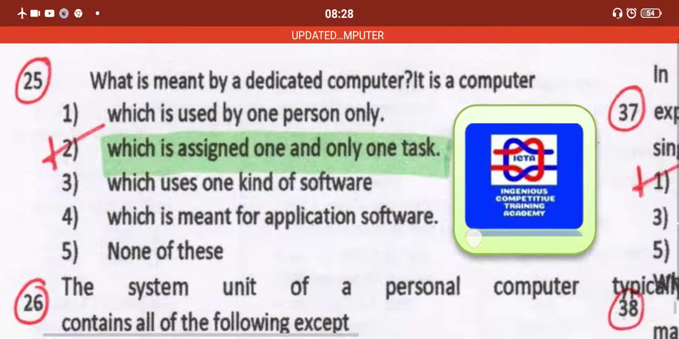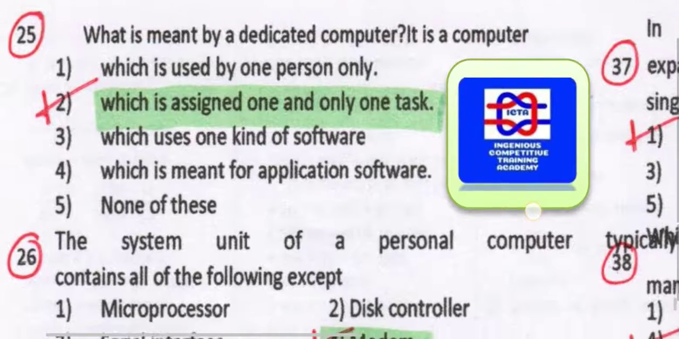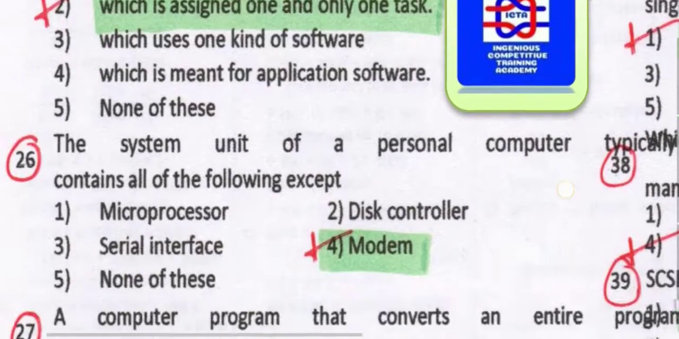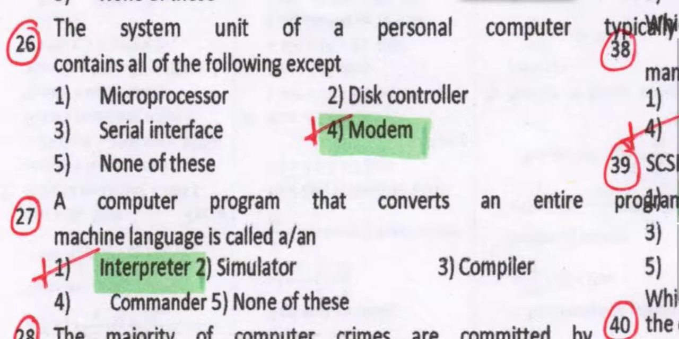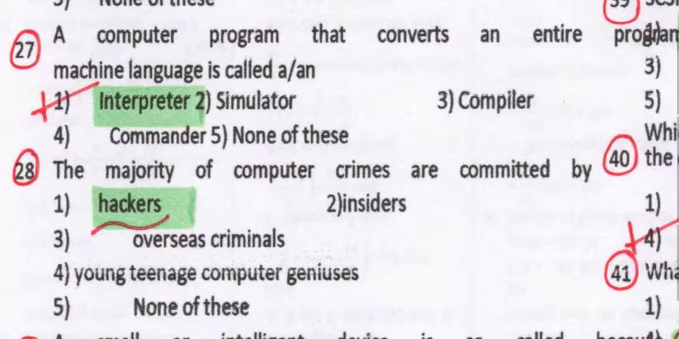Next we have, what is meant by a dedicated computer? That is a computer which is assigned one and only one task. The system unit of a personal computer contains all of the following except the modem. Modem means modulator and demodulator. A computer program that converts an entire program into machine language is called an interpreter. This is exactly the function of the interpreter.